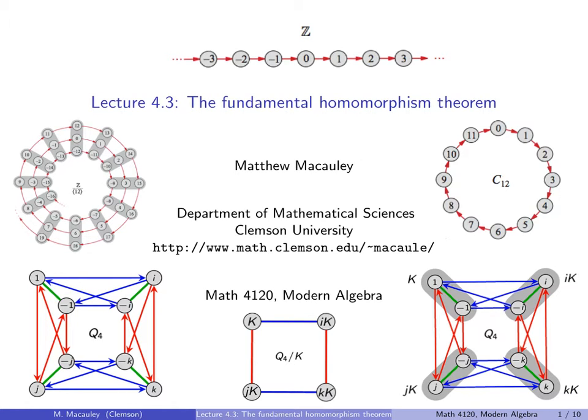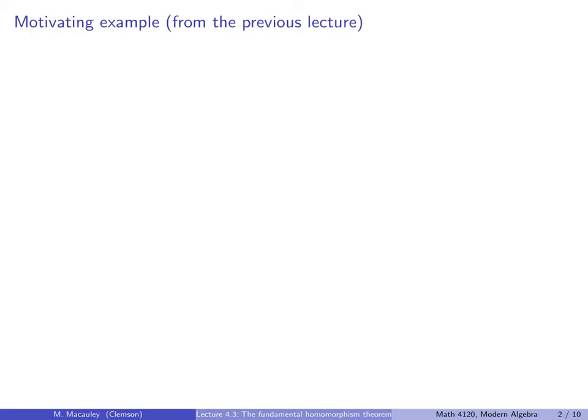Welcome to Lecture 4.3, the Fundamental Homomorphism Theorem. Before we begin, let's motivate this by using the example from the very end of the previous lecture. There, we had a homomorphism phi from the quaternion group to V4 that sent I to the vertical flip V and J to the horizontal flip H.